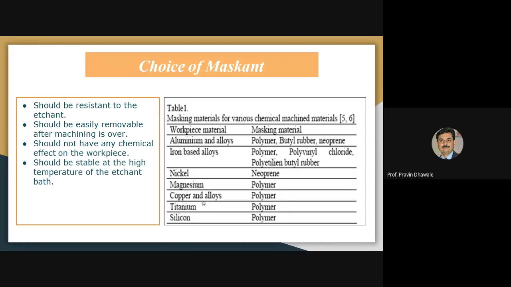Now, which maskants are we using? The work materials are aluminum alloy, iron-based alloy, nickel, magnesium. So it is used for a limited type of materials in chemical machining. If you carry out chemical machining of aluminum and its alloys, then you use a maskant which will be a polymer, butyl rubber, or neoprene. Likewise, for iron-based, nickel, magnesium, copper, titanium, silicon, polymer will be used as the material for the maskant.